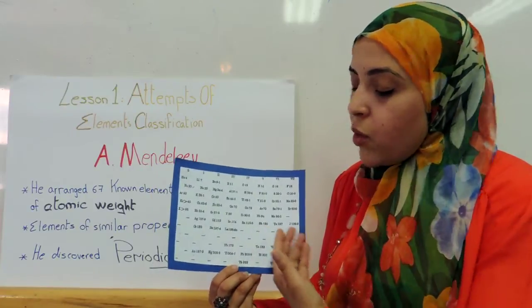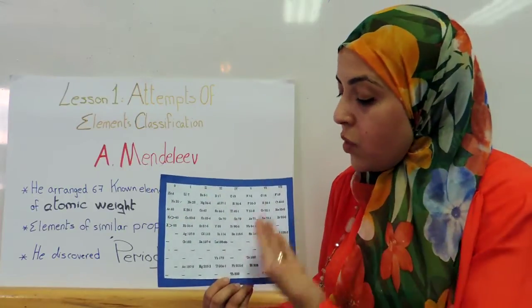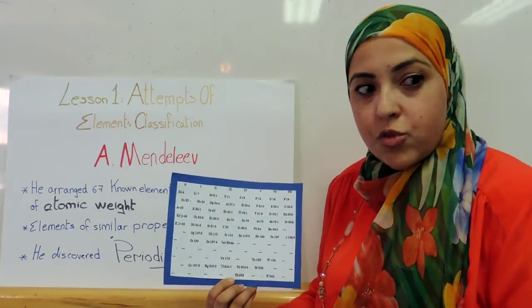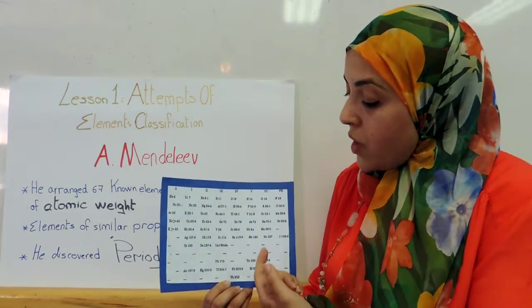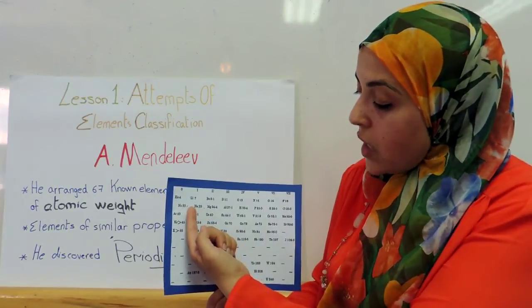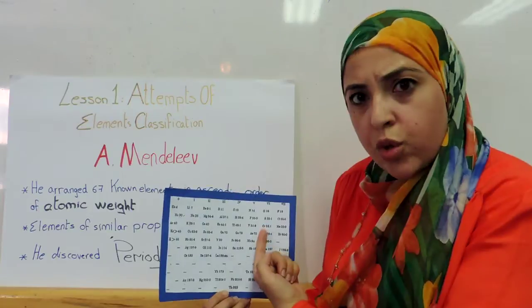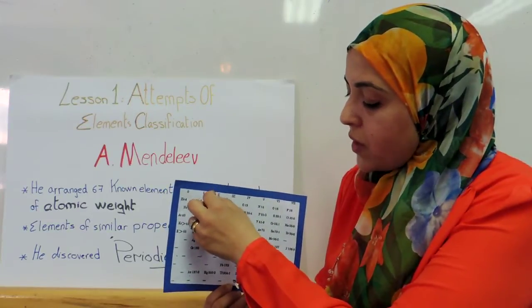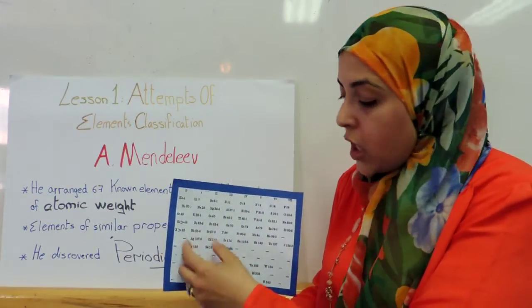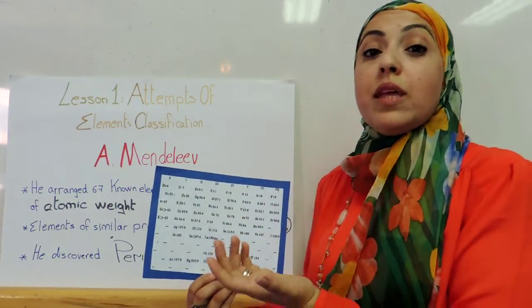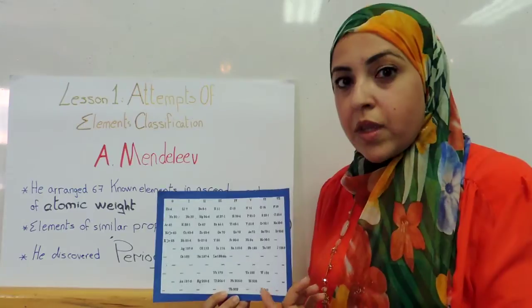You see, at the time we had only discovered 67 elements, and he was able to put them all together in harmony in his very first arrangement. One thing you will see right here is that he arranged the elements according to atomic weight in ascending order, with elements of the same properties in the same group. He was able to connect both in beautiful harmony, and through doing that, he discovered periodicity.